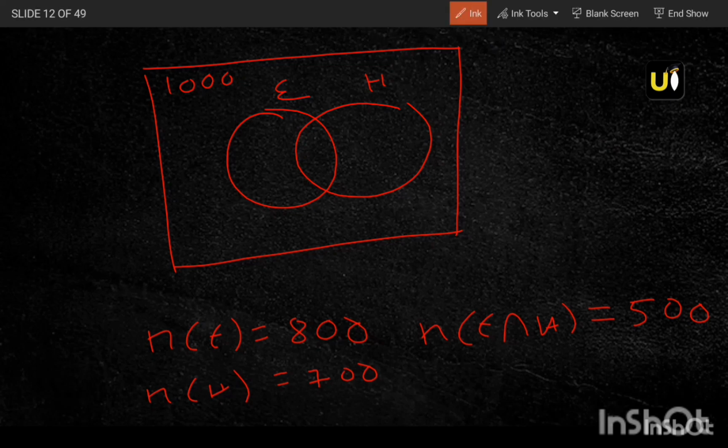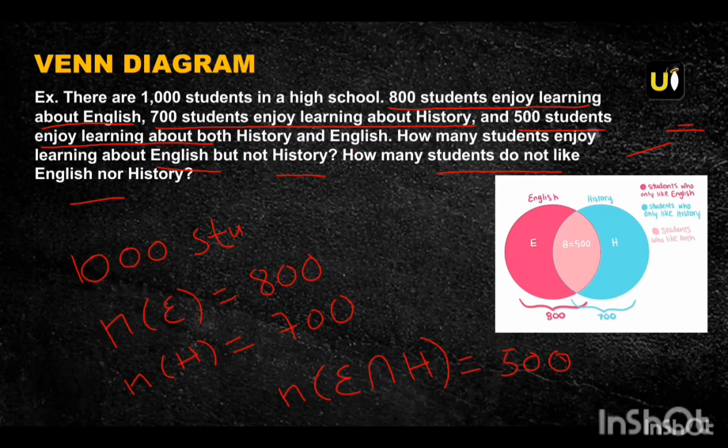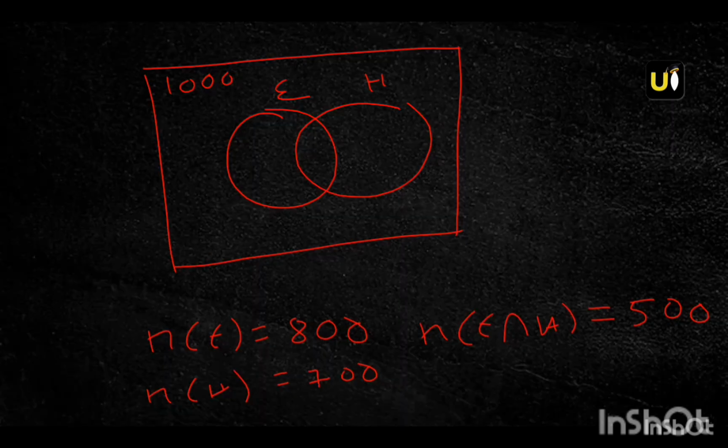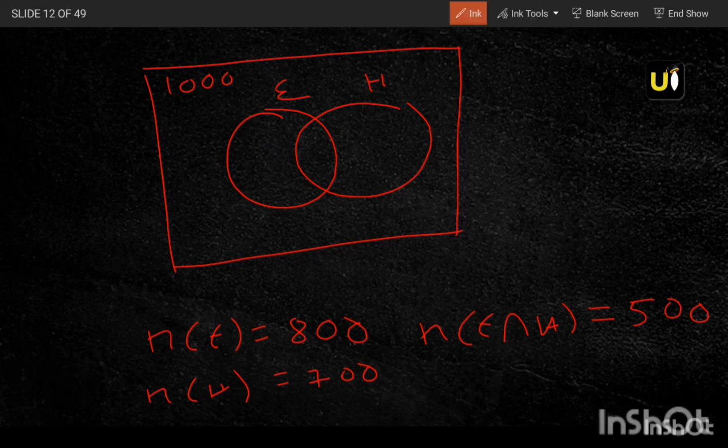Now we have to find the number of students who enjoy English but not history. Who like English but did not enjoy history. That means we have to find E minus H. Only this set of students. Am I right? Okay.